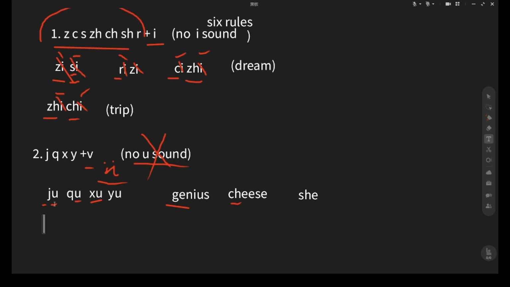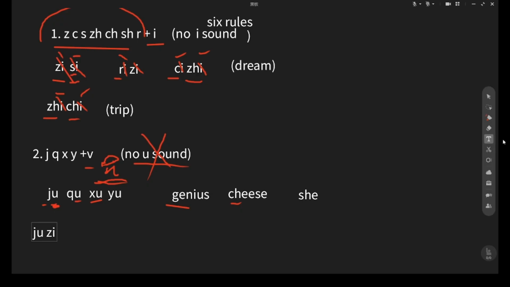So next time when you see this pinyin group, ji, qi, xi, yi, with this vowel that looks like u, you know it's a yu sound. Just the two dots disappear, okay? Got it? So this group. Let's see the examples.